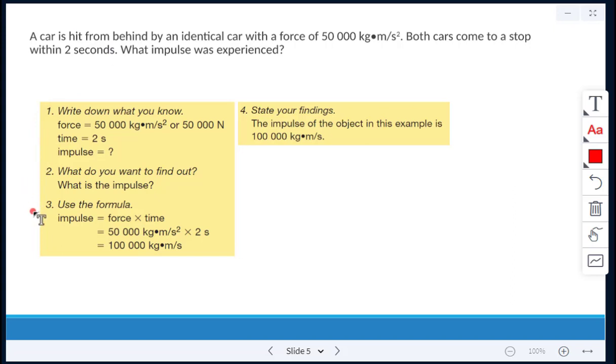So we know our formula for impulse is force multiplied by time. So 50,000 multiplied by the 2 seconds gives 100,000 kilogram meter per second. So that is the impulse of the object.